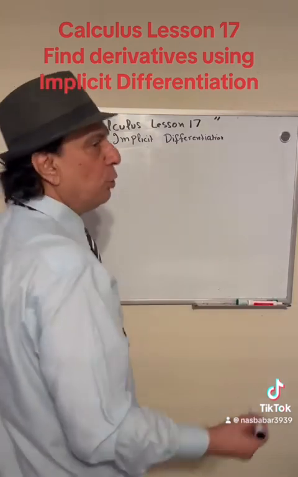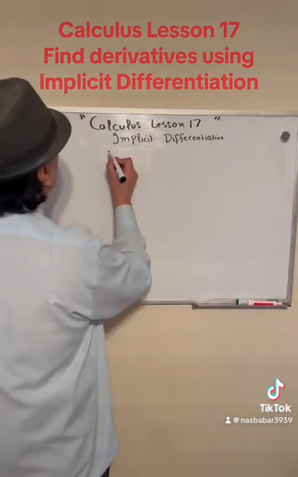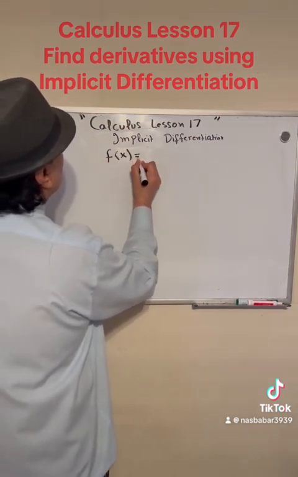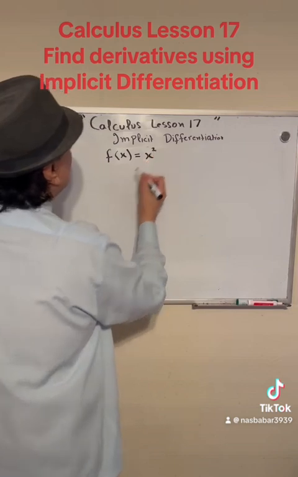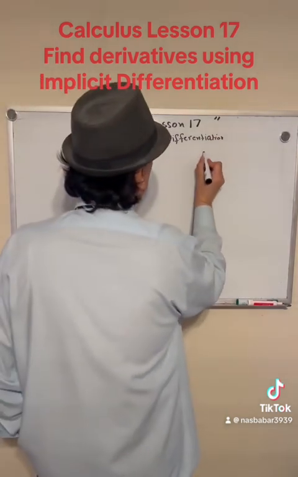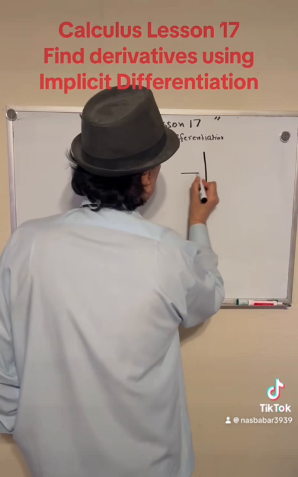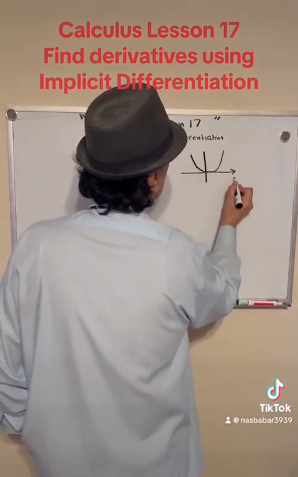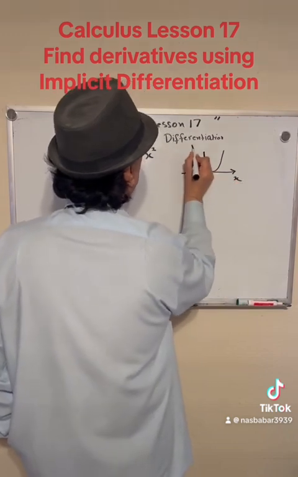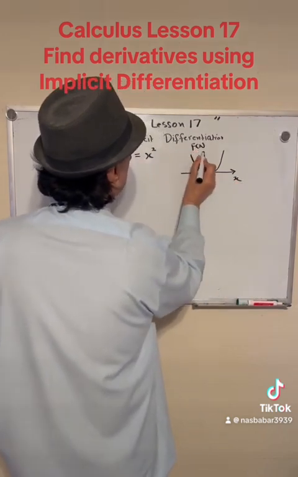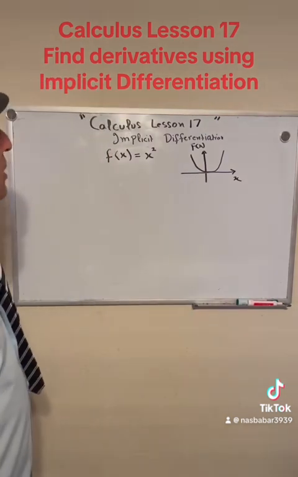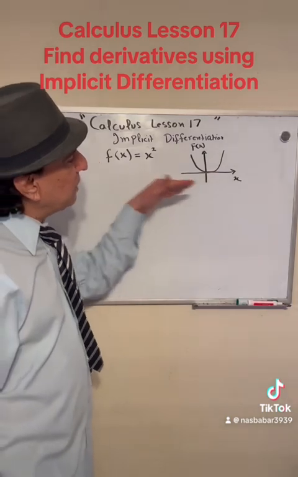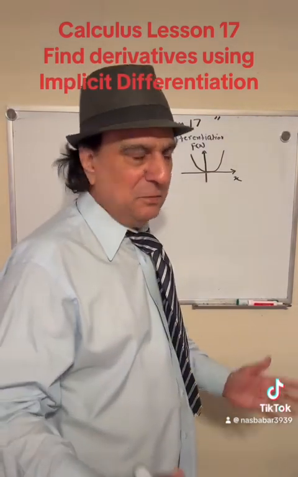Let me just ask you a question. What if you have a function of x equal to x squared? Clearly, if you draw a graph for this, you will get something like this, okay? You have x here, and then you have function of x here. So clearly, we know in this case how your function of x is changing with respect to x, correct?